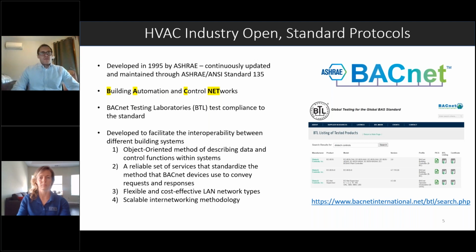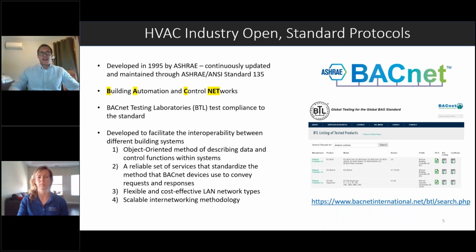They do have a means and methods for testing controllers with their BACnet Testing Laboratories. So what you'll find is that all manufacturers go through a process to get that BTL label put on their controllers. That shows that they do fully adhere to the BACnet standard, and BACnet approves of that. That is something you do want to look for with a product line.